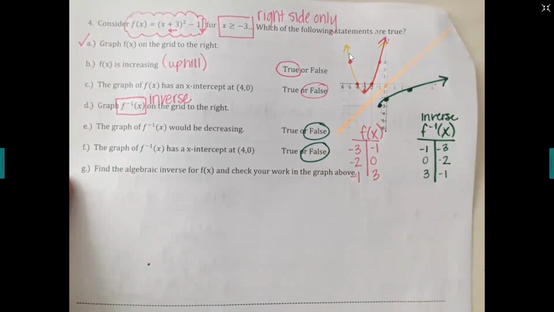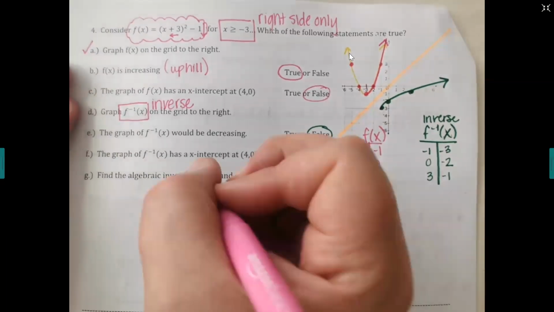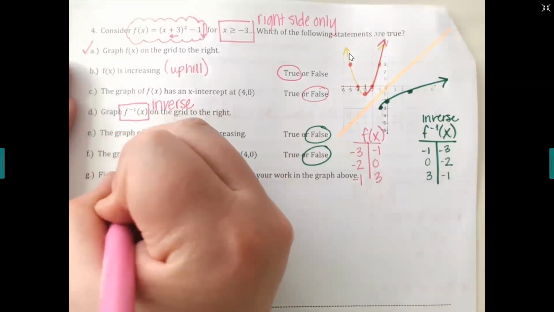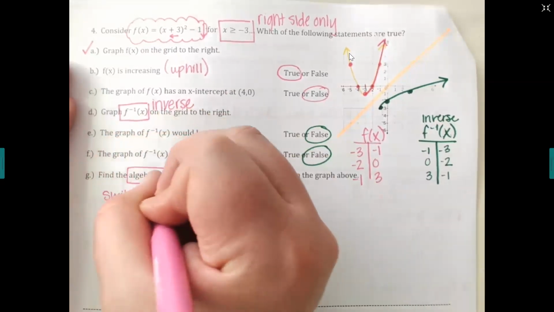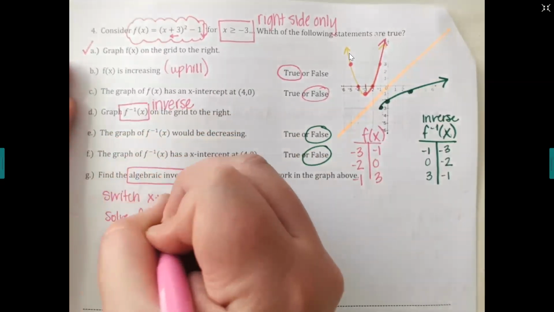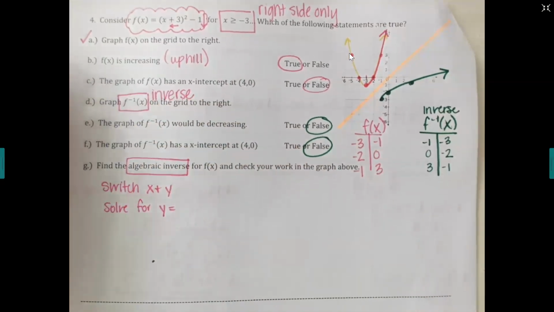Okay, and then the last one says to find the algebraic inverse. How do I start off finding it? Algebraic just means like the equation. So how do I start that out? Take x and y in the equation and do what? You're gonna switch them. So switch x and y, solve for y equals. Okay.